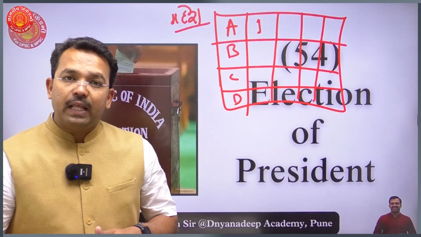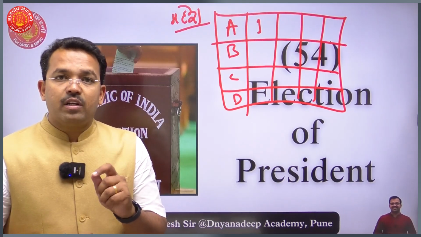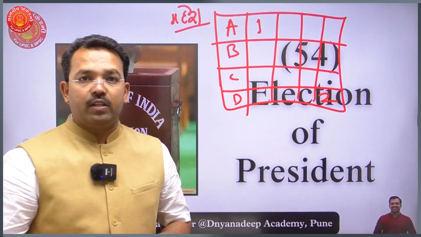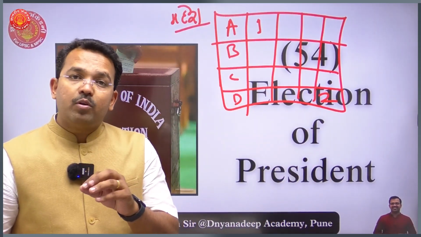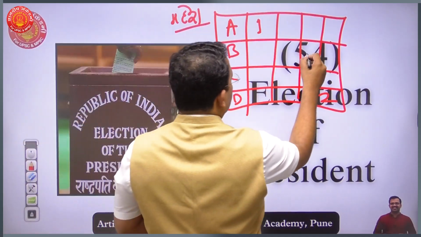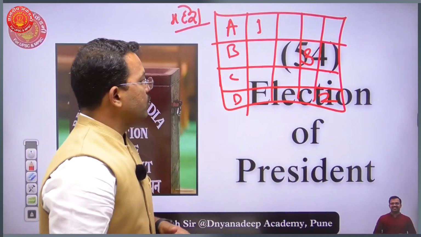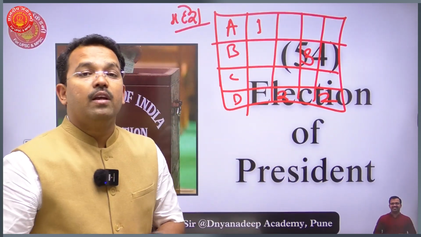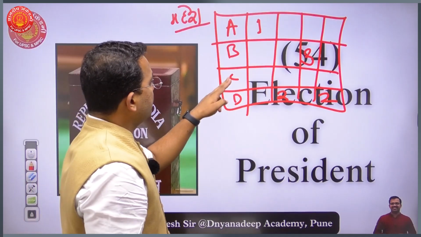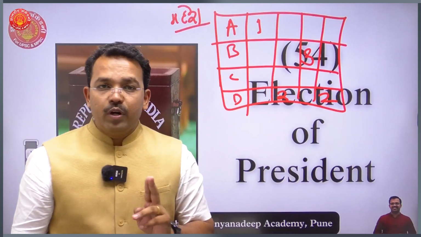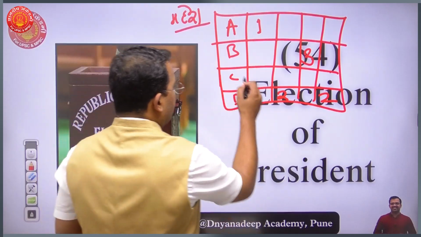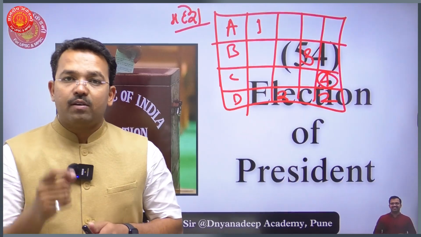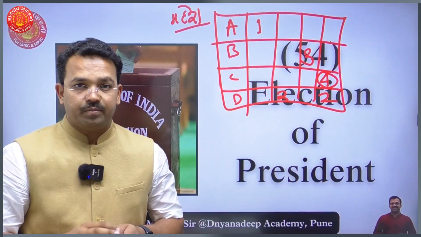But if A is not able to win this presidential contest, then D will be my second choice. If D is also not able to win, then B should be my third choice. And if A, B and D are not going to win this contest, then finally C should be my fourth choice. So this is called the single transferable vote system.